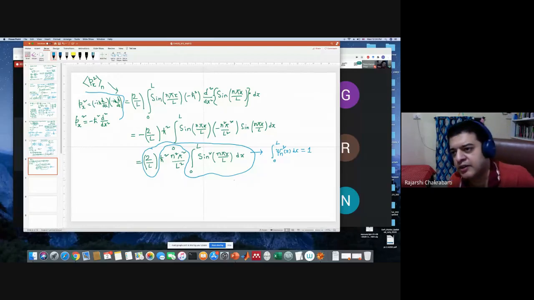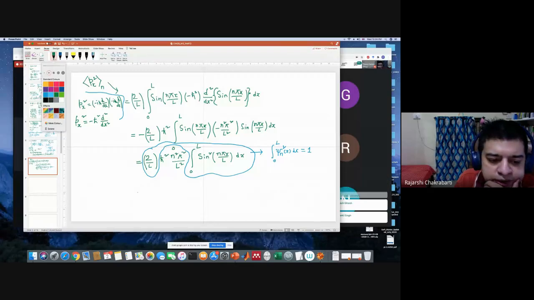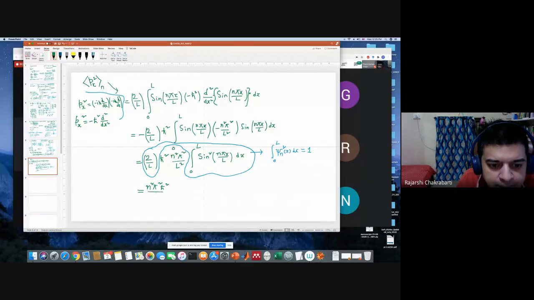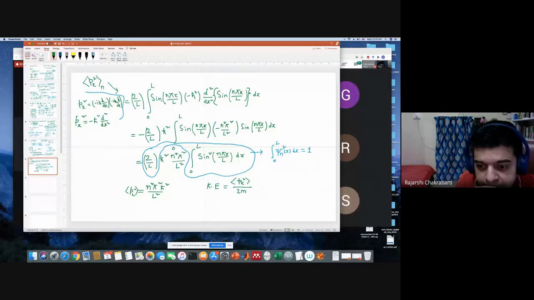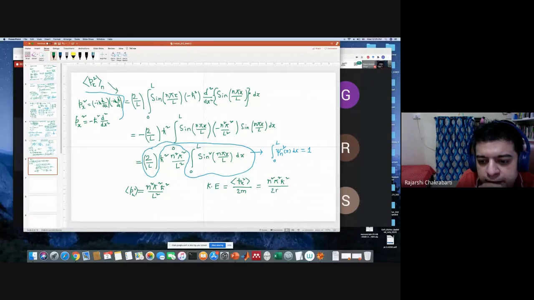Are you telling me that this integral is 1 if I include that 2 by L? Yes, sir. 2 by L times the integration of sine square n pi x by L. So essentially what I'm going to get here is n square pi square h cross square by L square. This is your px square average. And if I calculate the kinetic energy, it has to be px square average divided by 2m. So this will give me n square pi square h cross square by 2m L square.